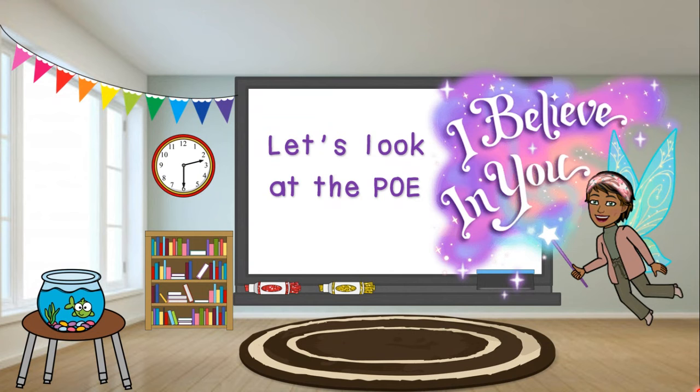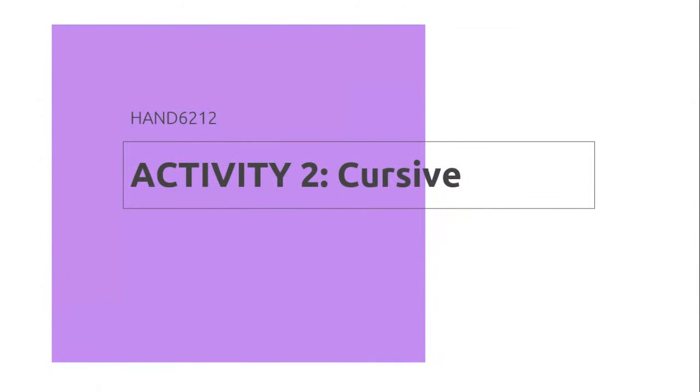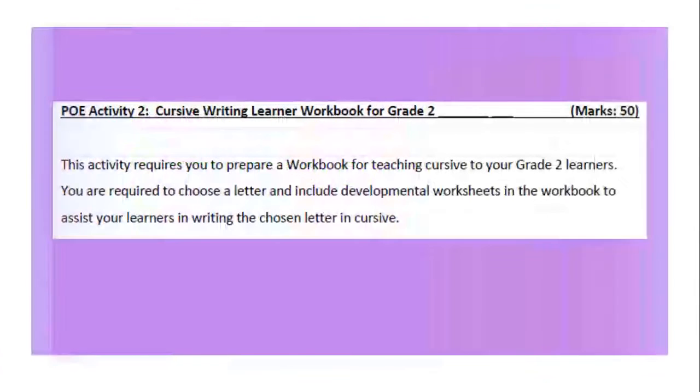Today we're going to carry on looking at the POE. We are moving on to activity 2, cursive. So for this activity, you need to prepare a workbook for teaching cursive to your grade 2 learners. You are required to choose one letter and include developmental worksheets in the workbook to assist your learners in writing the chosen letter in cursive.